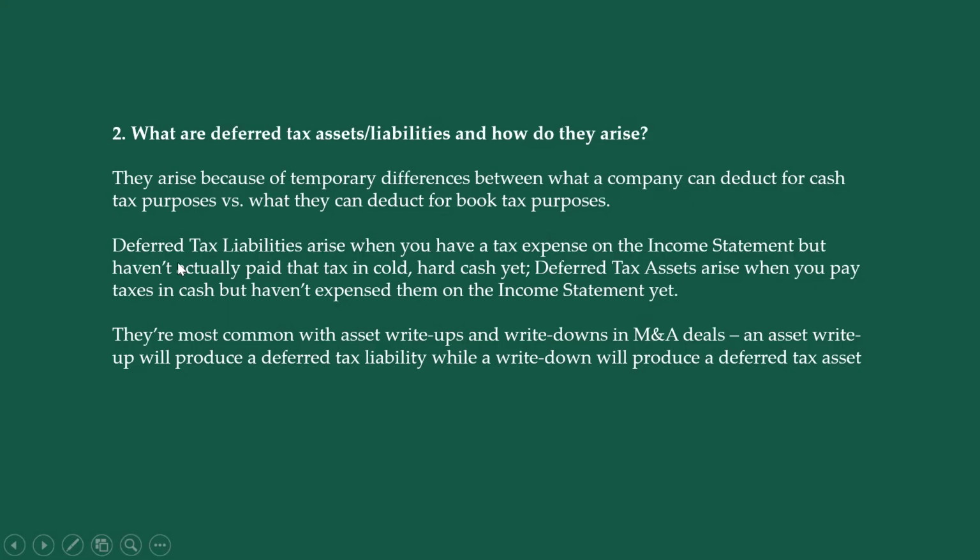Okay. So deferred tax liabilities arise when you have a tax expense on the income statement, but you have not actually paid that tax in cold hard cash yet. And deferred tax assets arise when you pay taxes in cash, but you have not expensed them on the income statement yet. They are most common with asset write-ups and write-downs in M&A, merger and acquisition deals. An asset write-up will produce a deferred tax liability, while an asset write-down will produce a deferred tax asset.